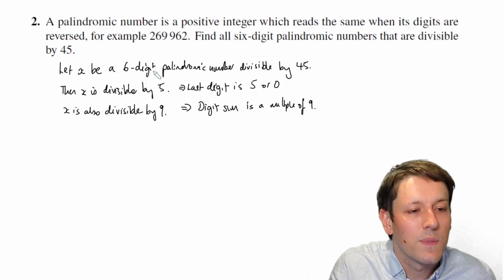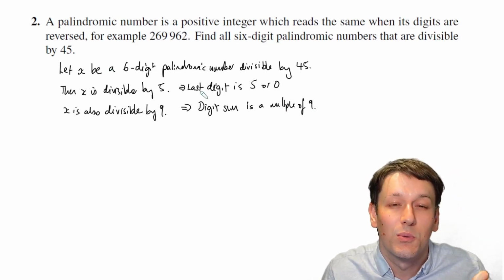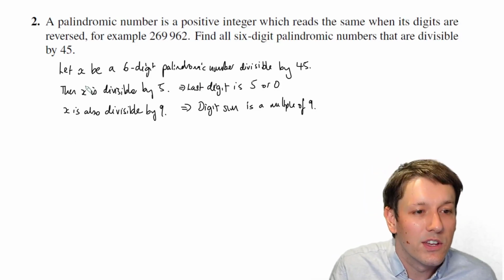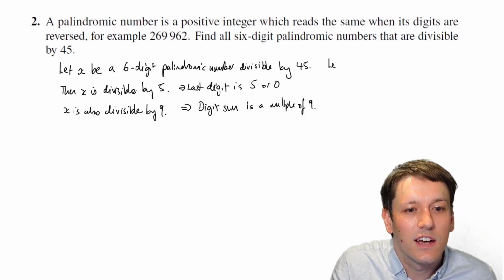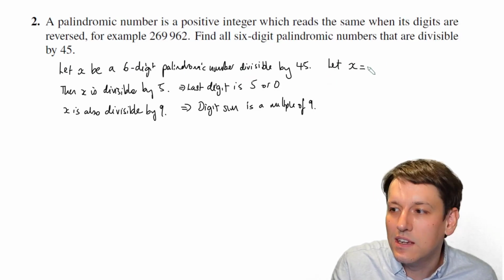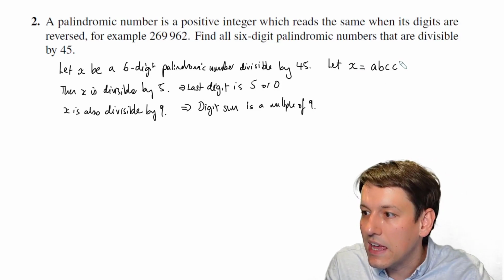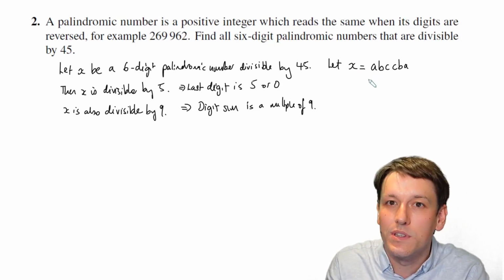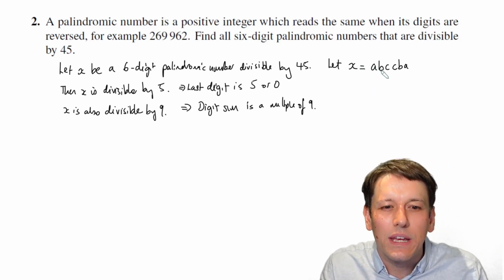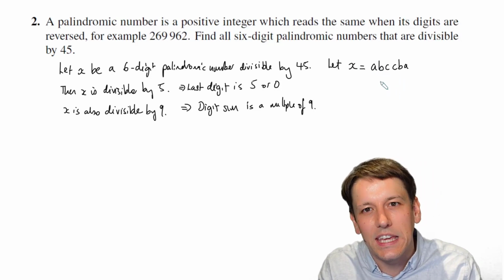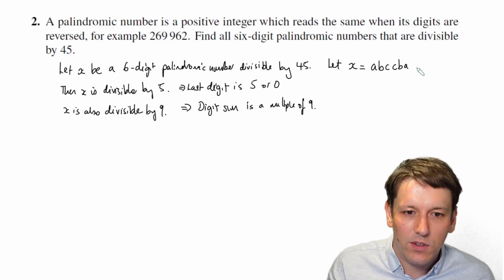Now, it's useful, because we're talking about a palindromic number, to be able to talk about each of the digits in the number. So when I say let x be a 6-digit palindromic number divisible by 45, let's also say let x be equal to ABCCBA, so it's going to read the same forwards as it does backwards. And in the context of this question, it's clear we don't mean A times B times C times C times B times A here. It means the digits, but you could say something to make that clear as well if you want.